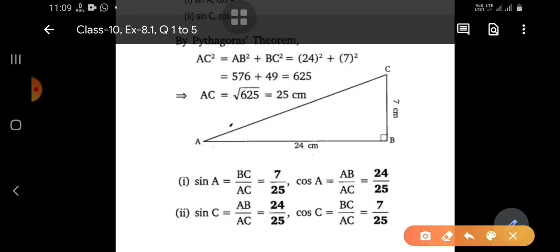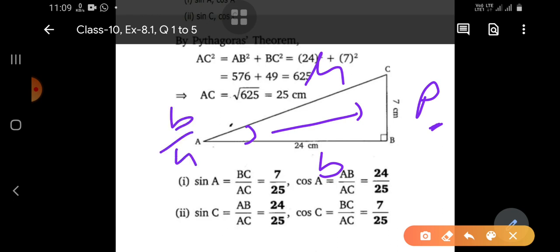Similarly for cos A, as the angle is the same, P will be here, H will be here, and B will be here. As always you have to mark the perpendicular, because the height is the same, the hypotenuse is the same. According to this angle, P will be here, B will be here. So cos A means B by H. B means AB, so it will be AB by AC, as AC is 25. Put the values, that is 24 by 25.